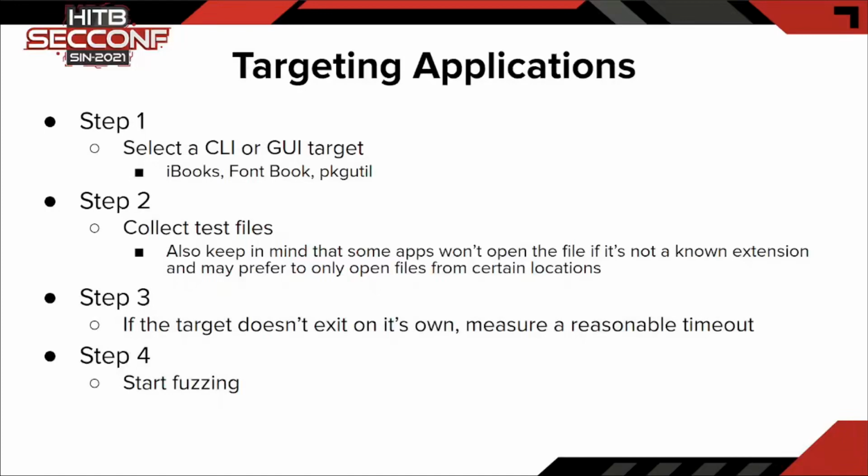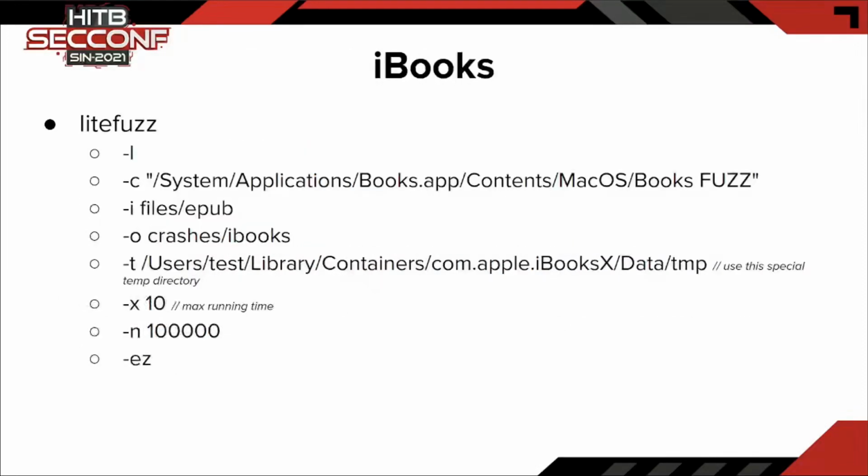So here's an example. Command line, if using LightFuzz, where you're doing local fuzzing, you pass the command, which is the app, and then the fuzz placeholder, which just means put our fuzz file here, replace the word fuzz with our fuzz file internally for the fuzzer on every iteration. And our input directory is files and EPUB, which is just our EPUB input files in this case. You can select an output directory.